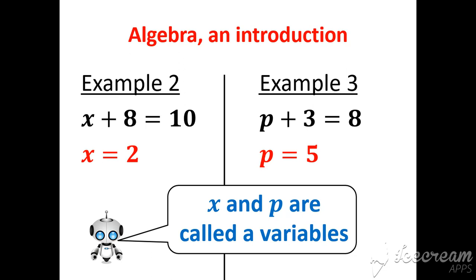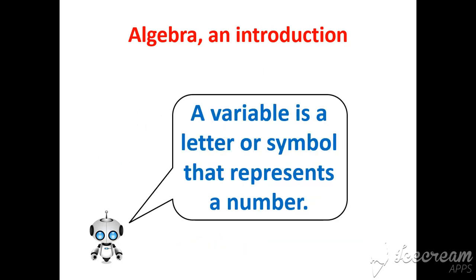Now, when we use letters or symbols, they are called variables. So in these examples, the letter x or the letter p are called variables. So a variable is a letter or a symbol that represents a number.